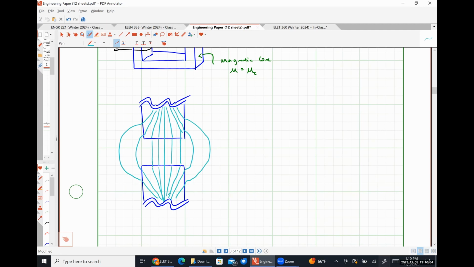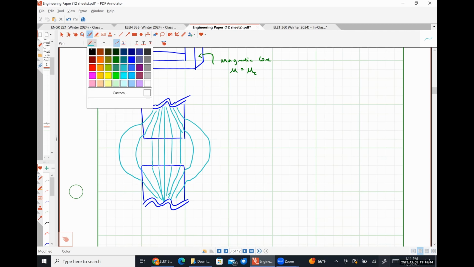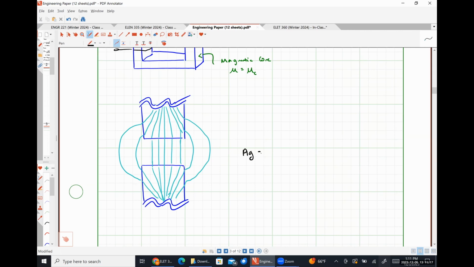Since the flux spreads out in this region, it actually sees a larger cross-sectional area than the flux traveling through the core. So we are going to define the gap cross-sectional area, AG, to be the thickness of our core plus the gap length, times the width of our core plus the gap length.